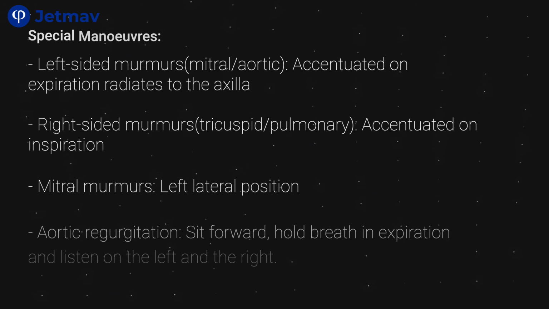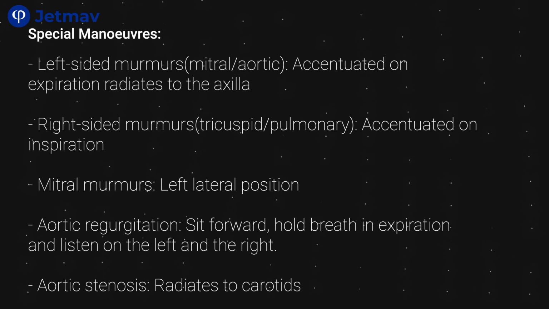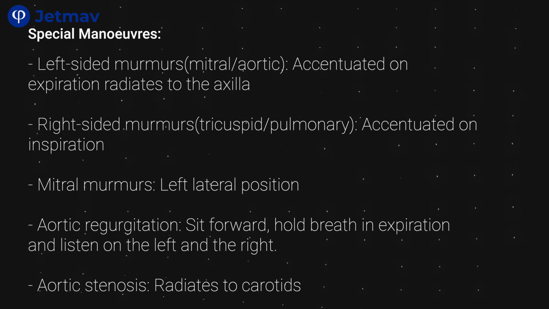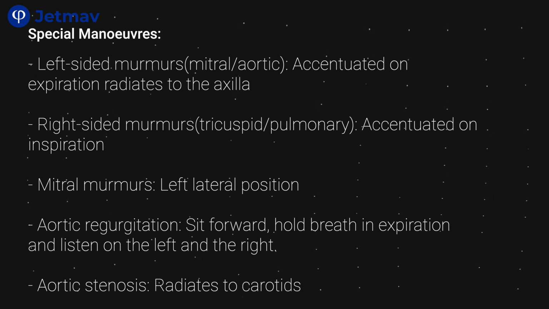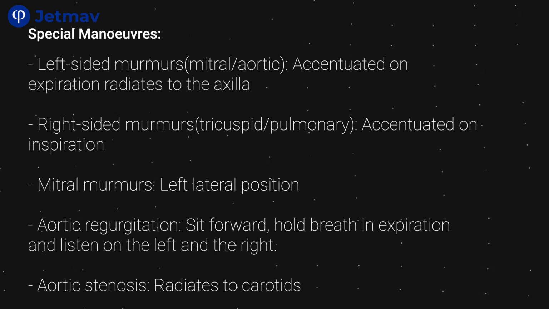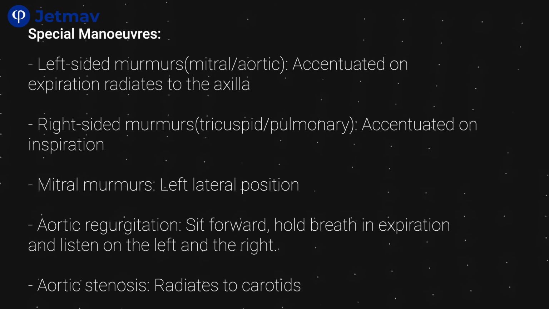Okay, for the murmur, there are some special maneuvers we do. So when you hear a left-sided murmur, that's a mitral or aortic murmur, you can tell the patient to inspire and expire. So usually it is accentuated on inspiration and it radiates to the axilla. But when you hear a right-sided murmur, usually a tricuspid or pulmonary murmur.